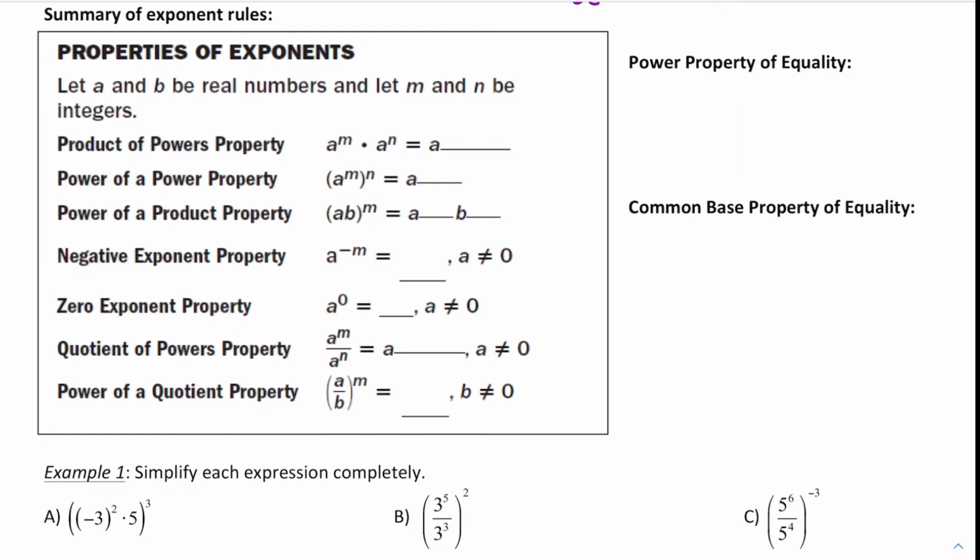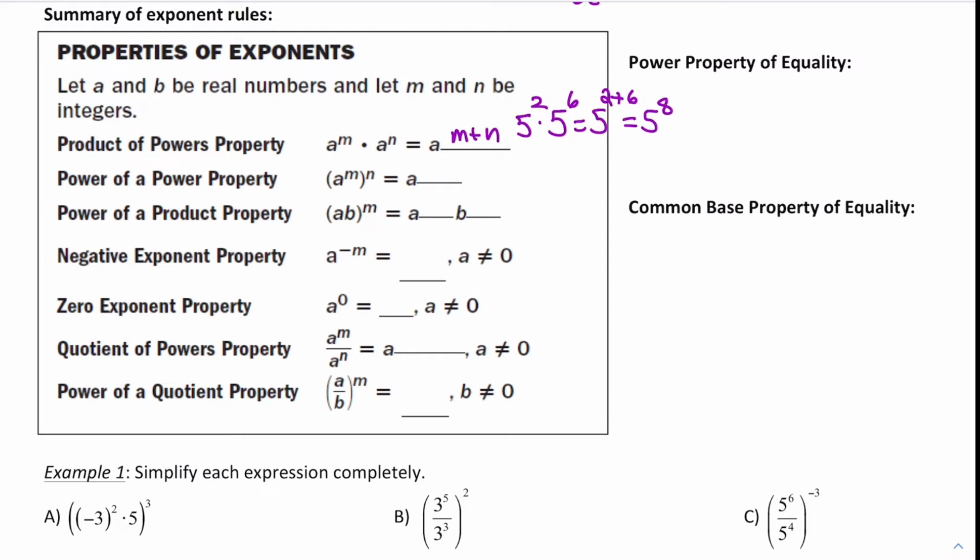So for instance, if we have a raised to the m power times a raised to the n power, we can simply just say a raised to the whatever m plus n power would give us. So same base, you can add the exponents. Let's see an example of this. So let's say we have 5 squared, and we multiply that by 5 to the 6th power. That would result in 5 to the 2 plus 6 power, or 5 to the 8.